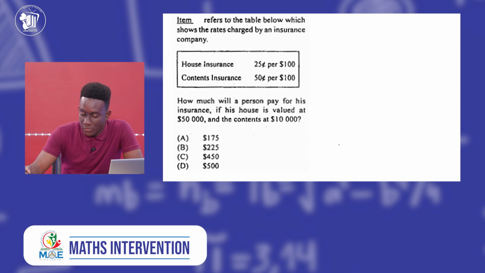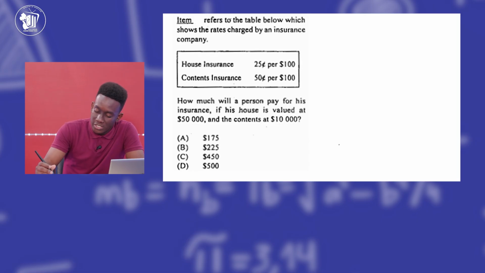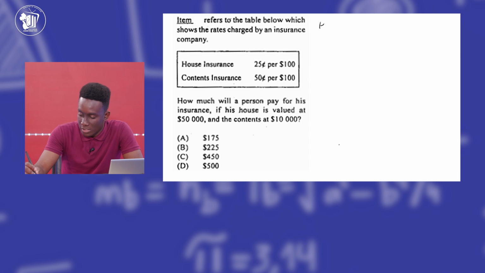So for this question we have to find, first of all, let's find the house insurance. So we see for the house insurance, the house is valued at 50,000. So we need to find how many hundreds we can get from the 50,000. 50,000 divided by 100. This 0 go with that 0. This 0 go with that 0. So this will be 500. So we see we can get 500s from 50,000.